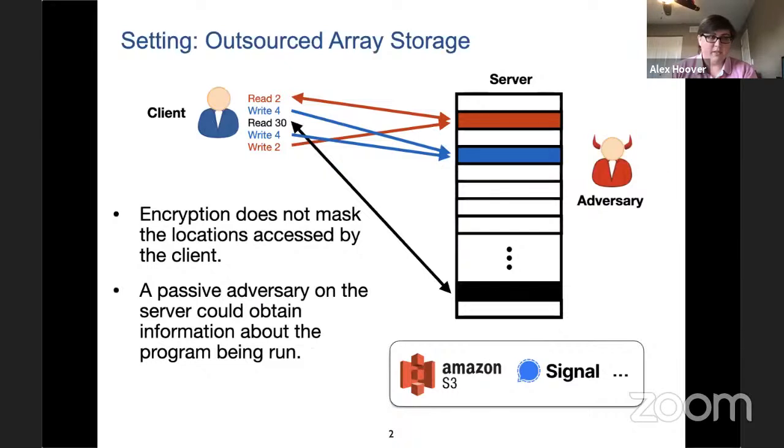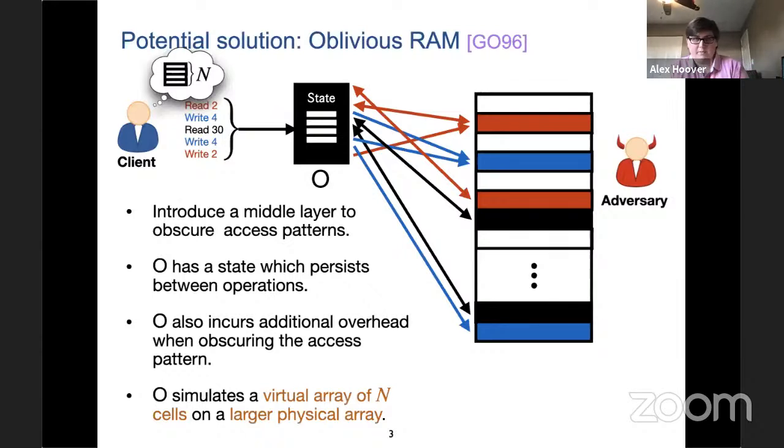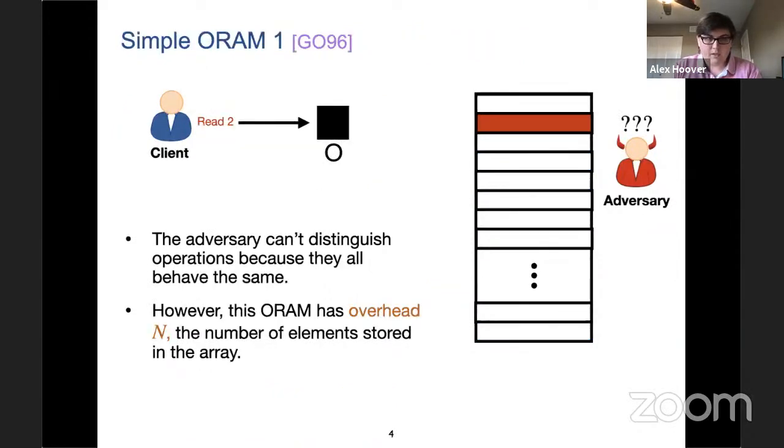So the setting we're concerned with is one where a client has some potentially encrypted data on some untrusted server and doesn't want an adversary on the server figuring out what type of operations the client is doing to that data. And so the one general primitive for this is called Oblivious RAM, introduced by Goldreich and Ostrovsky, which takes as input some operations from a client, converts them into physical operations on a server, and hopefully these physical operations are independent of whatever program the client is running, and so this is secure against an adversary looking at the server.